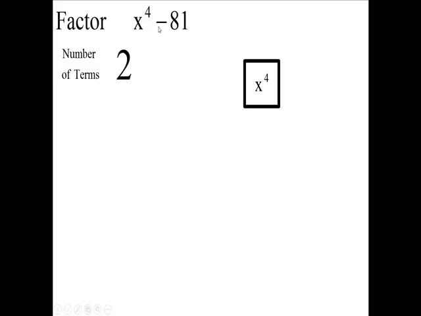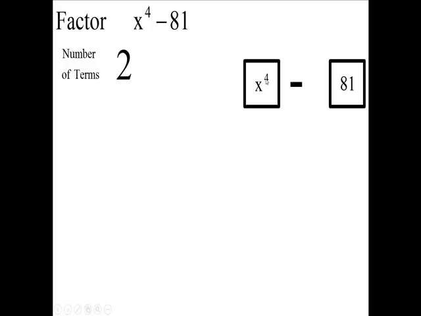All right, and x to the fourth is what we call a perfect square. And then we have our subtraction. We have another perfect square. So this is the difference of two squares. So first of all, we notice we have two terms, and this is a square.